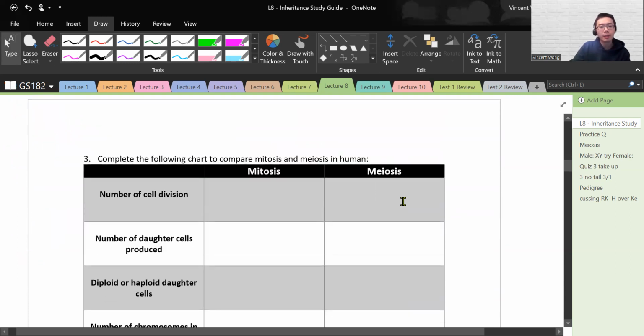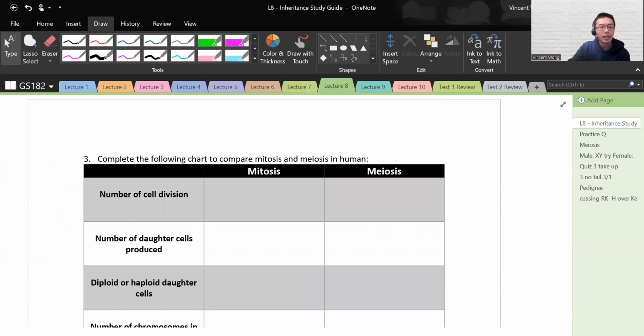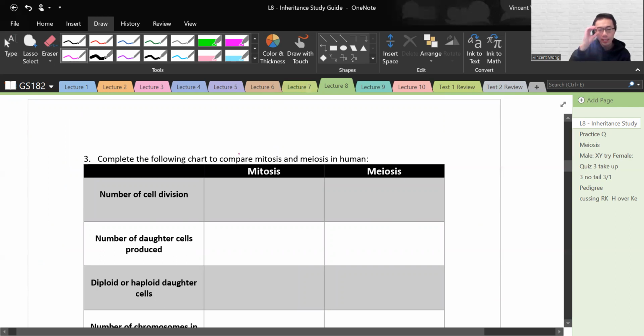Complete the following chart to compare mitosis and meiosis in humans. First one, the number of divisions. For mitosis, there is only 1 division. Meiosis, on the other hand, has 2 divisions, meiosis 1 and meiosis 2.